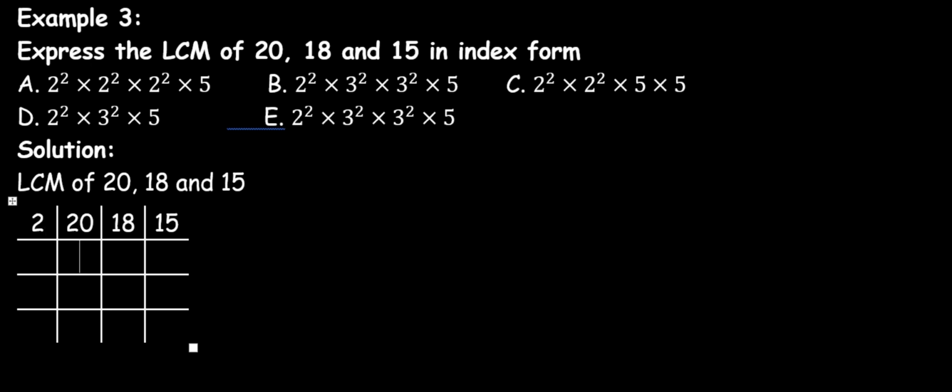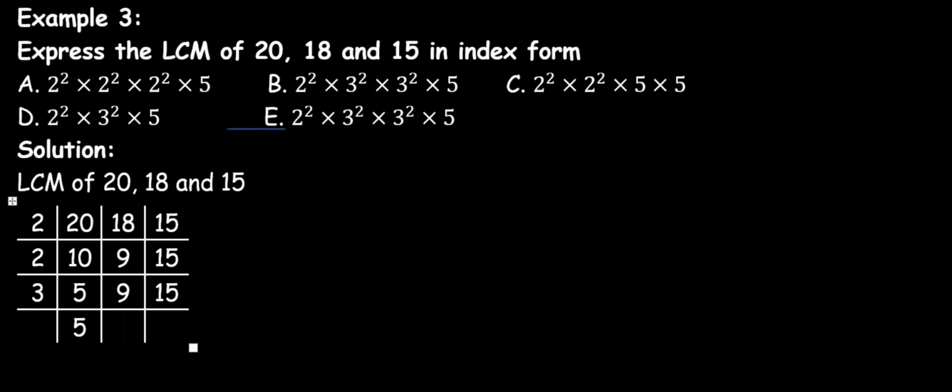2 divide 20, you get 10. 2 divide 18, the result is 9. 2 divide 15 cannot, so we bring the 15 down. We can pick 2 again from our horizontal value to divide. 2 divide 10, gives you 5. 2 divide 9 without remainder, cannot, so we bring it down. 2 divide 15, cannot, so we bring it down. Now we can conveniently pick the next prime factor, which is 3. 3 divide 5, cannot, you bring 5 down.